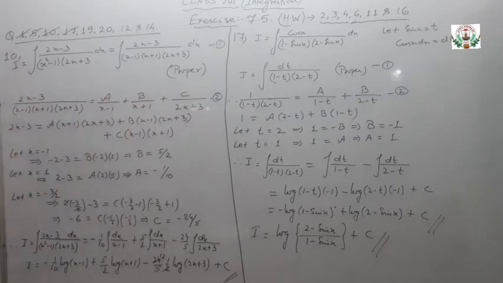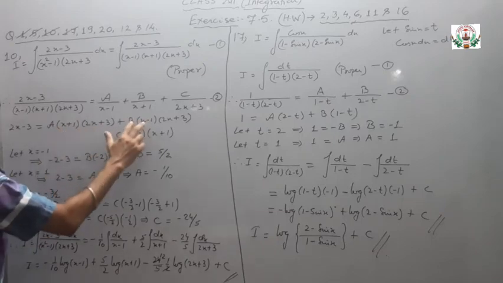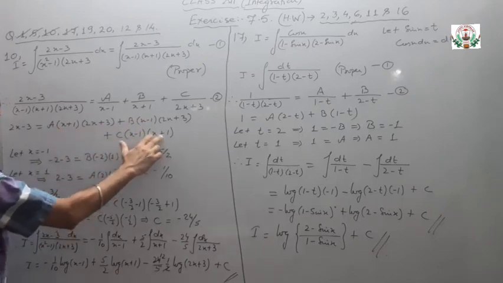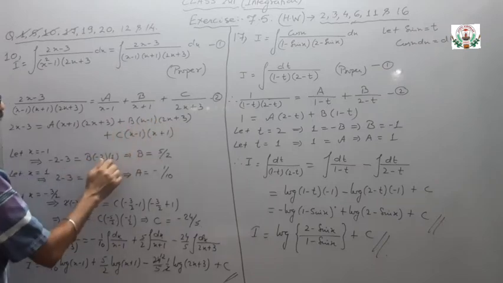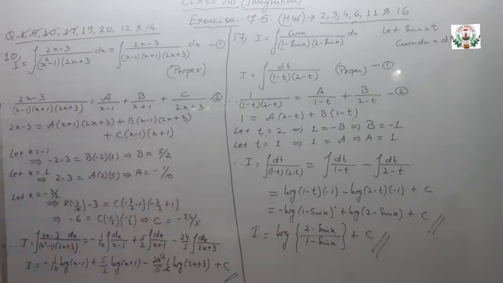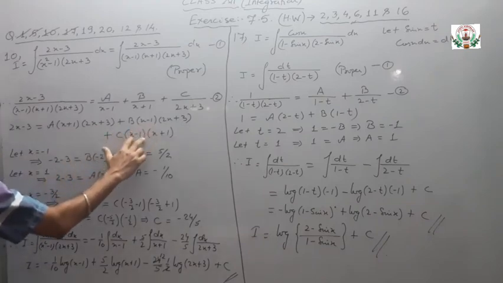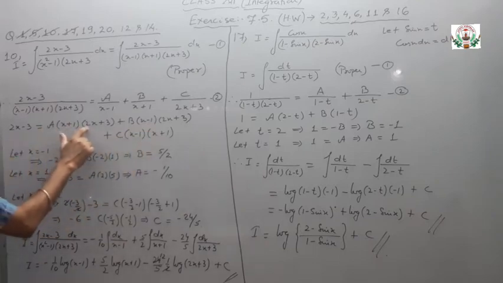With the help of these three linear factors, we can find the values of A, B and C. First, let x equal to minus 1. When we substitute x equals to minus 1, this part will vanish and we are left with B. So B into (minus 1 minus 1) and (minus 2 plus 3), which gives minus 2 times 1, so B equals 5 by 2. Let x equal to positive 1. So 2 into 1 minus 3 is minus 1; this will be eliminated, this will be eliminated. (1 plus 1) is 2 and (2 plus 3) is 5. So A equals to minus 1 by 10.